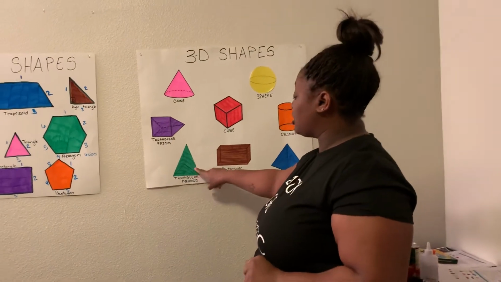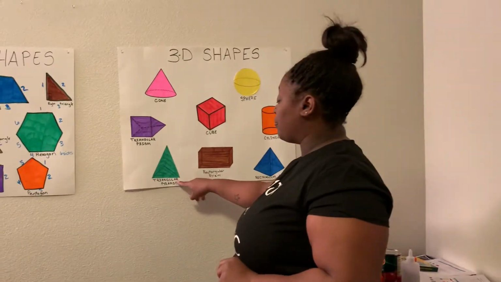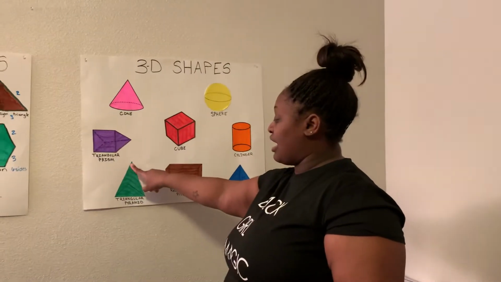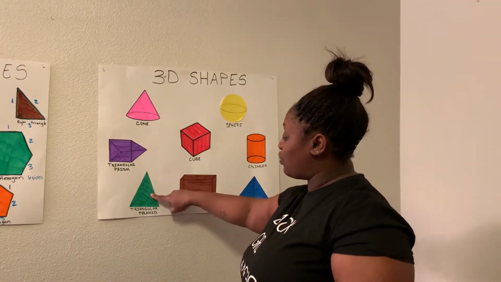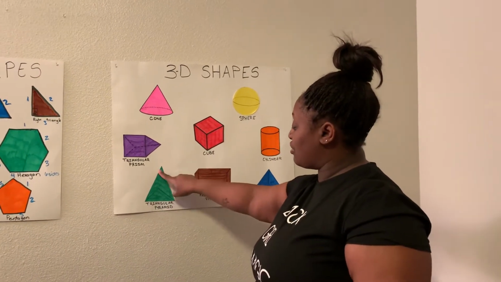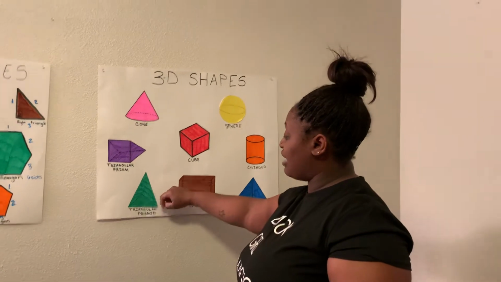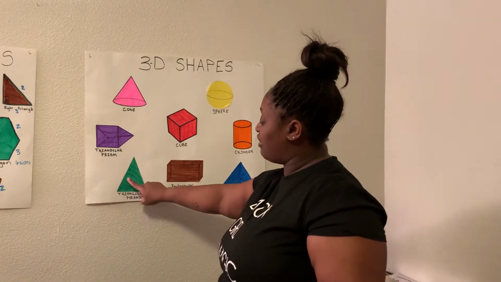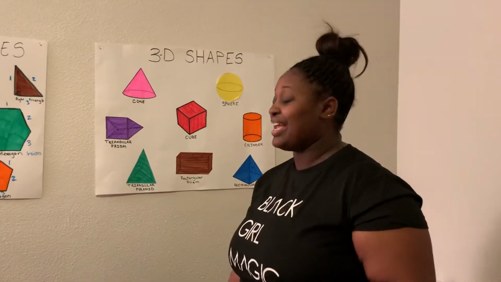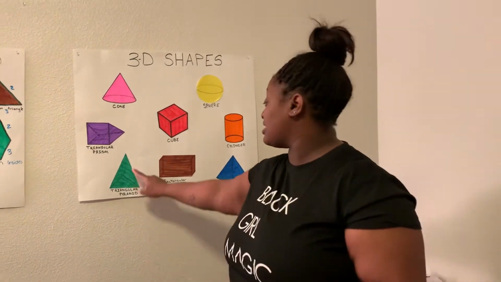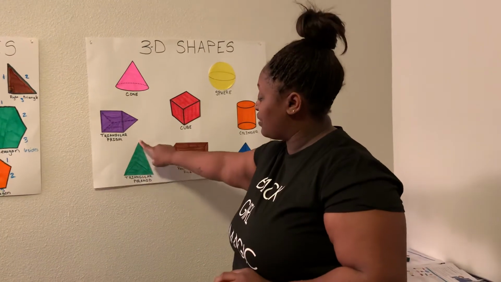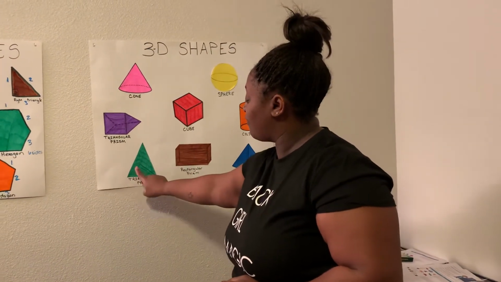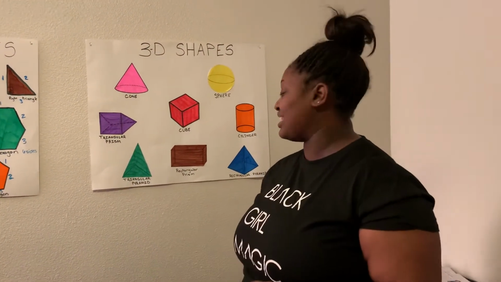So this shape right here is called a triangular pyramid. Let's count how many faces. 1, 2, 3. 3 faces. How many points? 1, 2, 3, 4. 4 points. And how many edges, guys? 1, 2, 3, 4, 5, 6. 6.